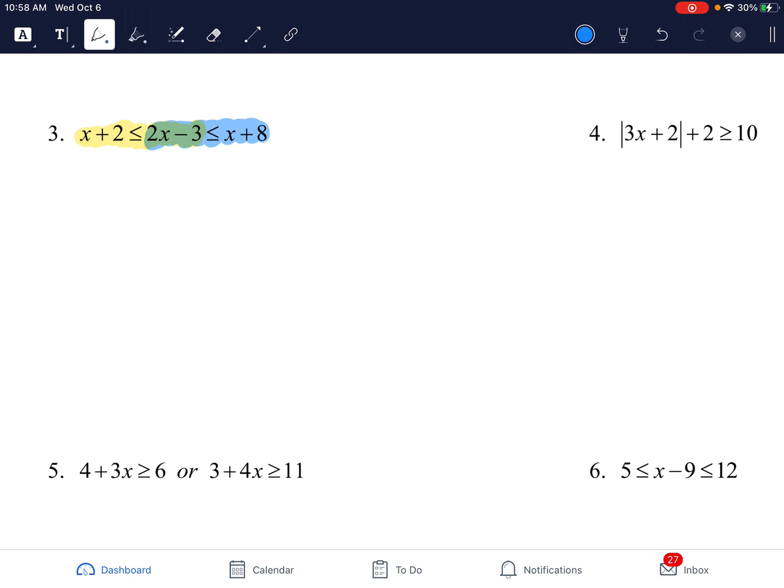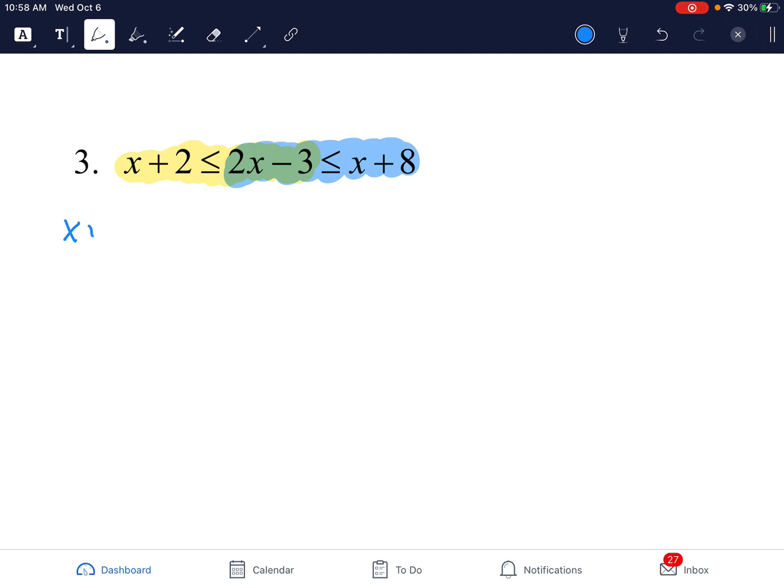So I'm going to have x plus 2 is less than or equal to 2x minus 3. And write the other part down too. 2x minus 3 is less than or equal to x plus 8. So I'm going to solve both of these.